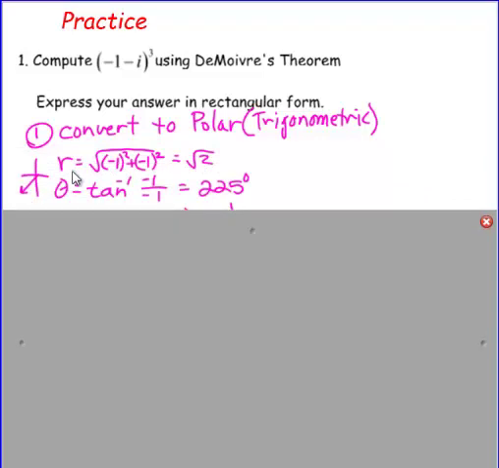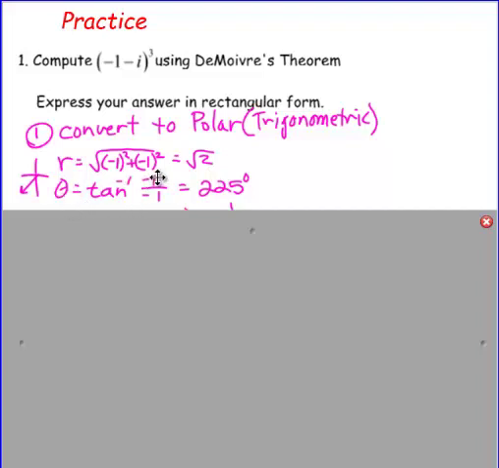So remember, to find r, you do x squared plus y squared and then square root it. Remember, the x is the real part of the complex number, so it's this -1. And the y is the coefficient of the imaginary part of the number, so that'd be -1 as well. So then we get the square root of 2 for r.